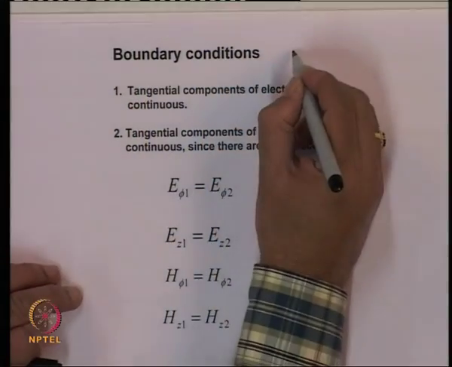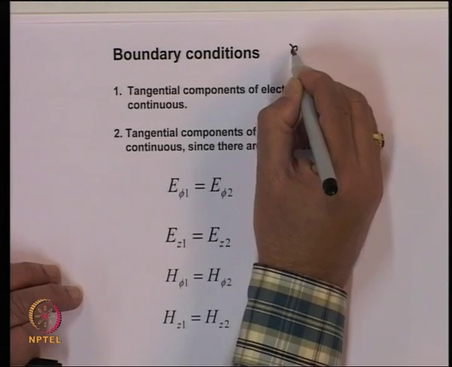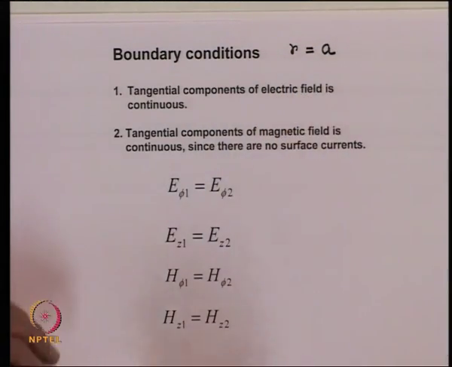Once you get these 6 components, then we can apply appropriately the boundary conditions at the core cladding interface, that is at r equal to a. And from our basics of electromagnetics, we know that there are 4 boundary conditions which you can impose. We can apply the continuity of the tangential component of electric field. We can apply the continuity of the normal component of magnetic field, and so on.